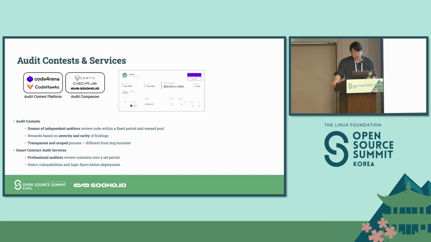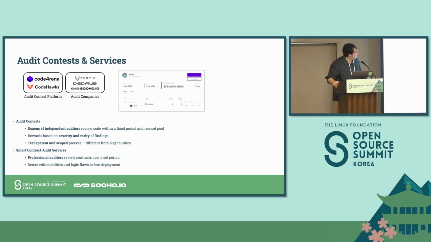The first approach is conducting audit contests and services. Audit services are pretty familiar: you request an audit service from a company, and they allocate professional auditors for some scoped files and time. An audit contest mobilizes dozens of independent auditors from all around the world for a fixed time with a reward pool.